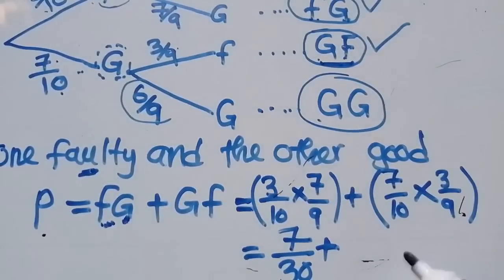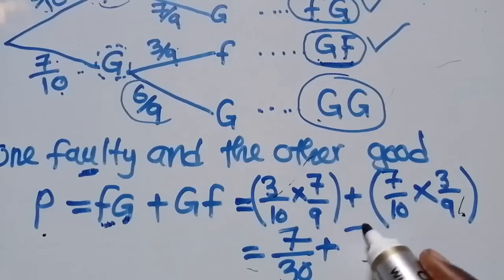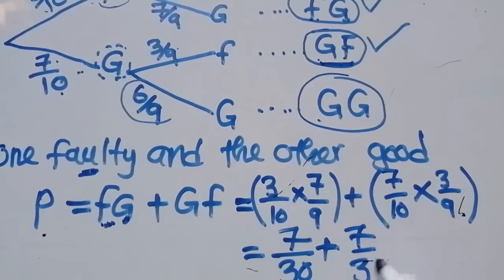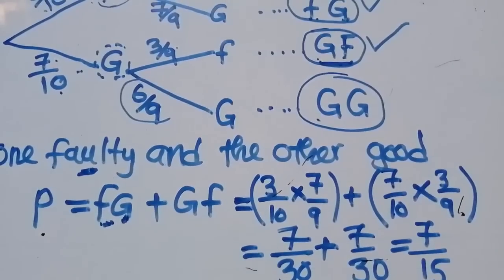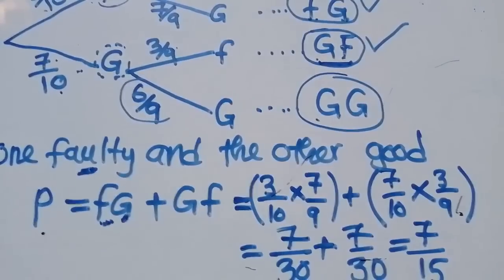I move to this one, and I'll still get 7 over 30. So if I add these two, what answer am I going to get? I'm going to get 7 over 15. That one will be my answer. So that's how I need to answer that one. But I'm done. This is how you need to do it.